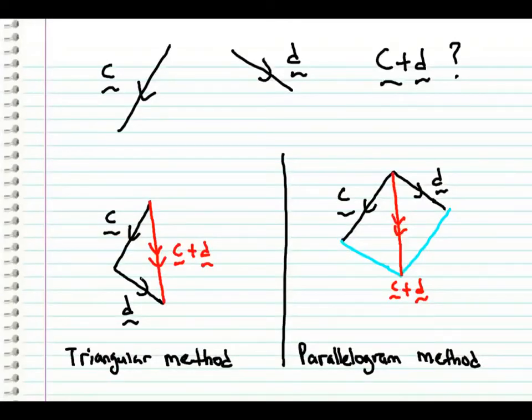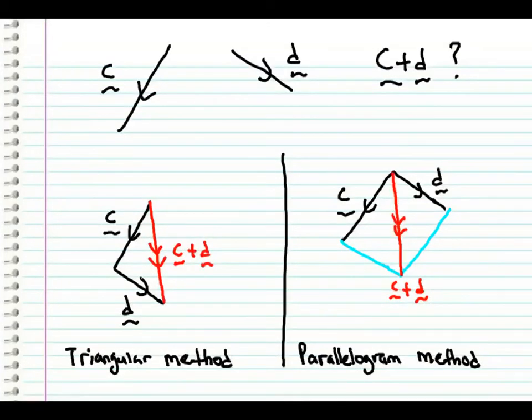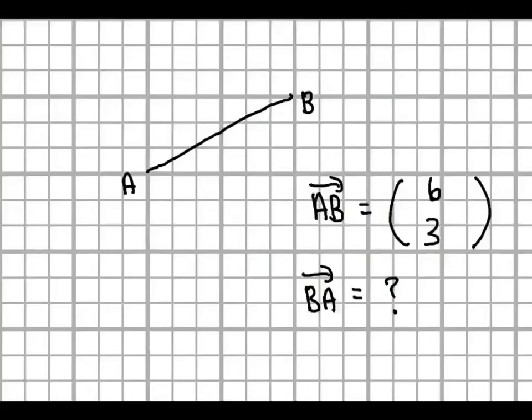To summarize, if I have the vector C and D and I want to add them, this is my result. On the left is the triangular method and on the right is the parallelogram method. Now, if there is vector addition, there has to be vector subtraction. Before we go to vector subtraction, let's study the following.